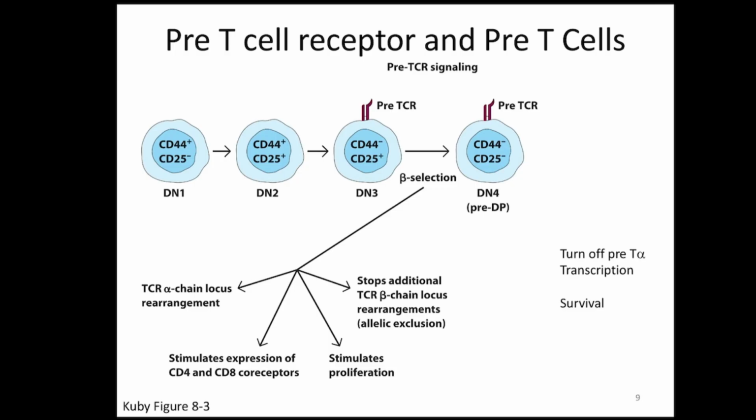So again, we had first this allelic exclusion. We've got some proliferation. We've got some survival. We've got some turning off pre-T alpha transcription. All of those things are in the DN3, DN4. Then we turn on CD4 and CD8. Once CD4 and CD8 are on, we're a double positive. And then we can finally start doing our alpha chain rearrangement.